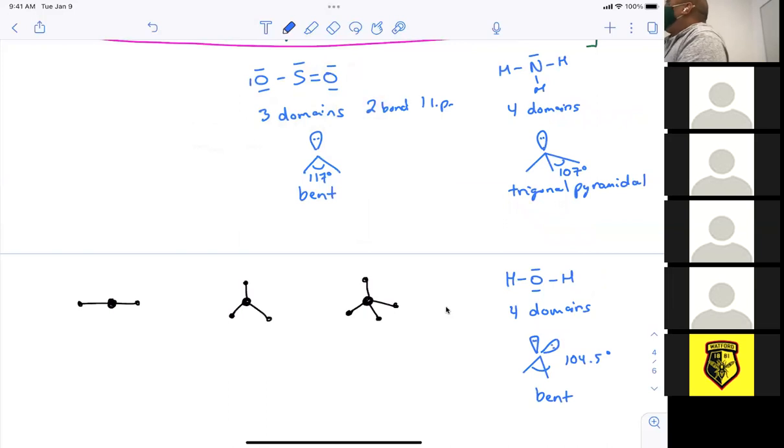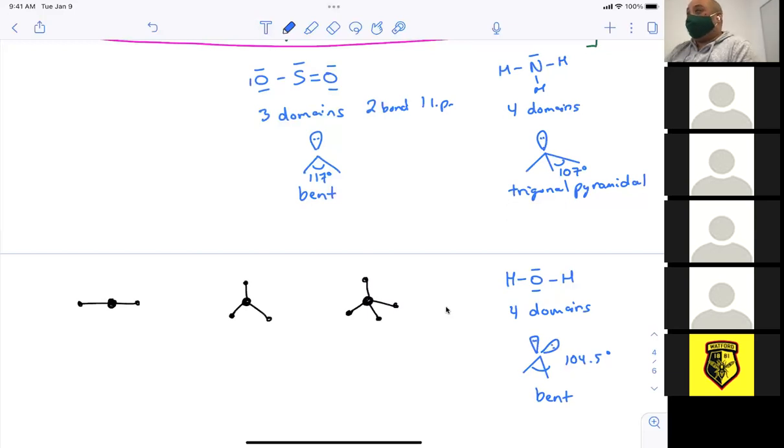No, you're never going to have to draw the shape yourself. The IB is never going to have you draw these shapes, but I find drawing the electronic geometries helps you figure out the rest of the geometries. Okay, does that make sense?